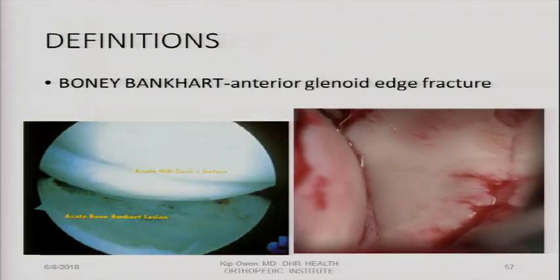There are also bony Bankart lesions, where at the time of injury, the anterior edge of the glenoid was fractured. There's a break through the bone. Or multiple dislocators begin to hammer away at the anterior edge, and they can cause bony deficits anteriorly on the glenoid surface.